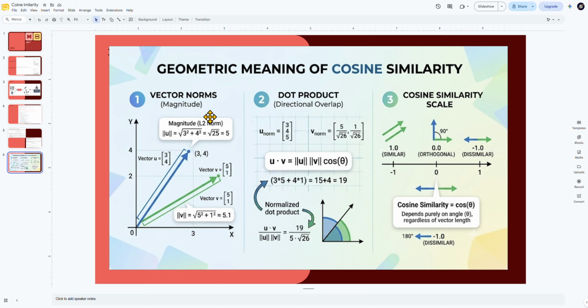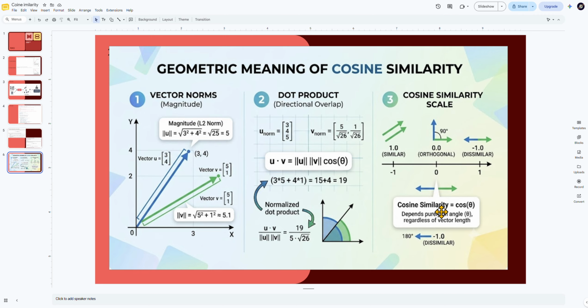Again, the normalization gives you the magnitude, the distance between 0 and the endpoint, and the dot product gives you a scalar value. So 3 into 5 plus 4 into 1 equals 15 plus 4, 19. That dot product, divided by the magnitude, gives you a value between -1 and +1, which is basically your cosine similarity.